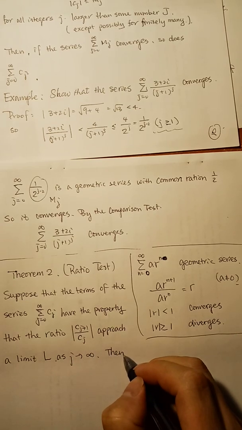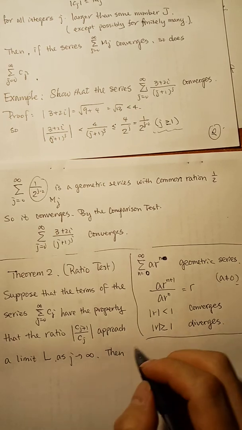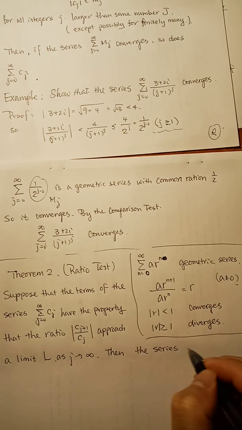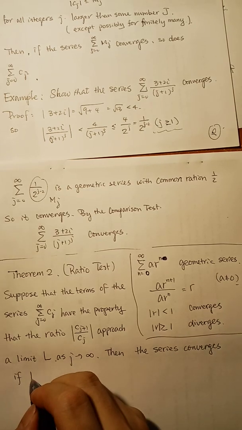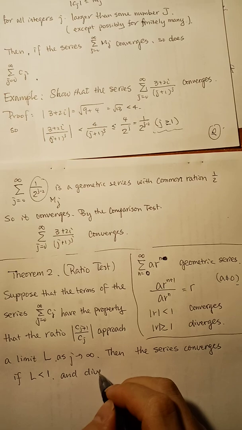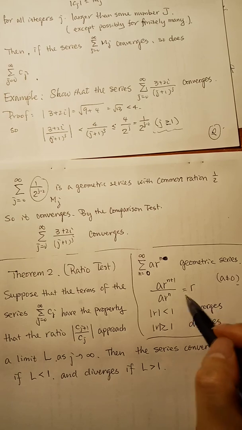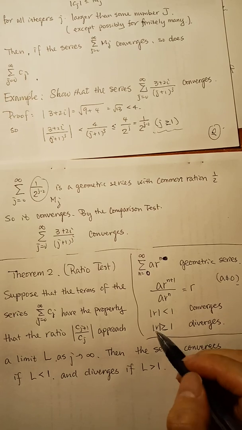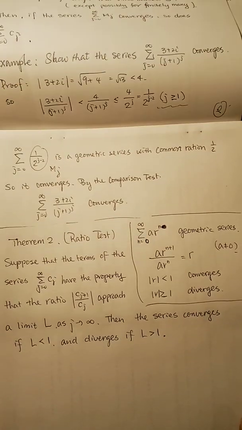Then we know that when r is less than 1, it converges. When r is greater than 1, in this case we have to remove the equal sign. So then the series converges if L is less than 1 and diverges if L is greater than 1. Because you replace this fixed ratio by the limit, you lose the property when the ratio is equal to 1. You lose that because you have a weaker condition.